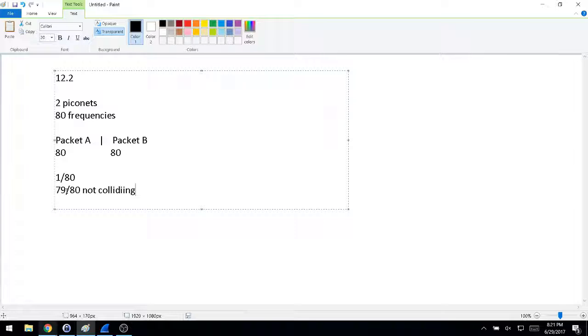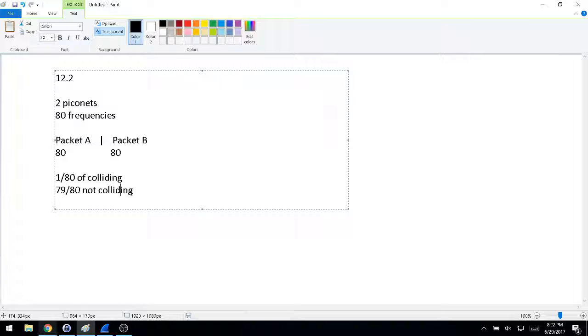I guess the easier way to think about it is this. It doesn't matter what frequency packet A goes out on. Packet A could be any of the possible choices. What matters is what packet B chooses. One of the 80 choices is the one that packet A chose, and 79 of the 80 choices are not the one that packet A chose. And so our chance of colliding is 1 out of 80. Those are the initial odds that we're looking at.